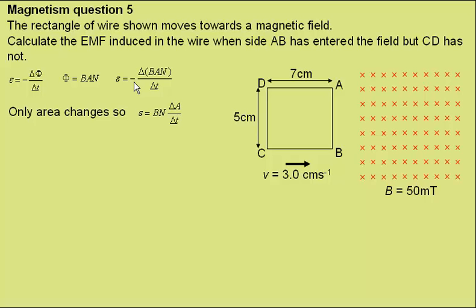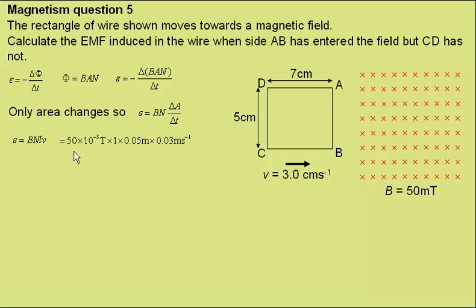Only area changes, so we can simplify this to EMF is equal to BN delta A by delta t. And so the EMF is equal to BNLv, as the change in area, the area swept out by AB, is given by the length of the wire multiplied by the distance it moves in a particular time, its speed.